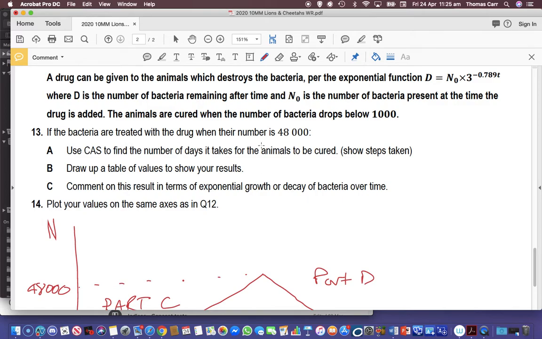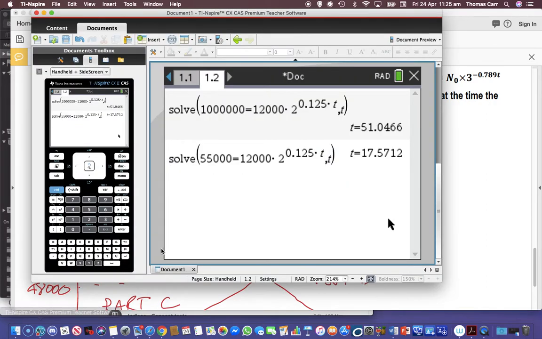Use CAS to find the number of days it takes the animals to be cured. So that's again using your solve function. We're going to have, of course, our part D function in here instead of part C's function. And we're going to be asking when is it cured. So what value do we need for the number of bacteria for it to be called cured? They're the two values you're going to need to put into your CAS calculator.